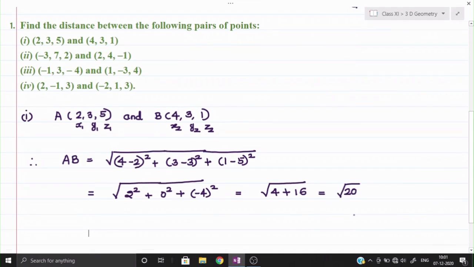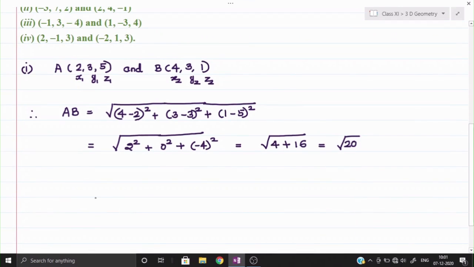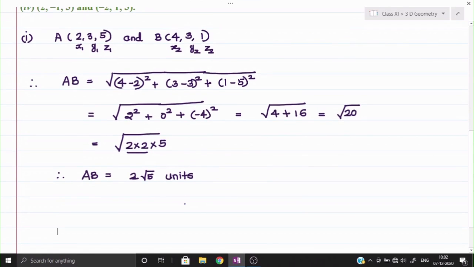20 we can write as the product of factors of 20 that will form the pair. So we can write this as 2 into 2 into 5. 2 and 2 will form the pair here. So the value of distance AB is coming as 2 under root of 5 units. Always write the distance or any type of length in the form of units only. For example, if you are mentioning the area, then mention it as square units.